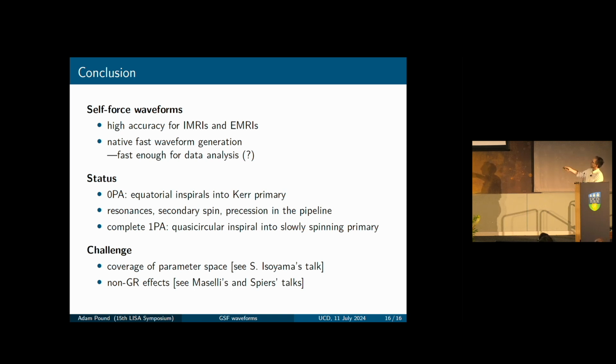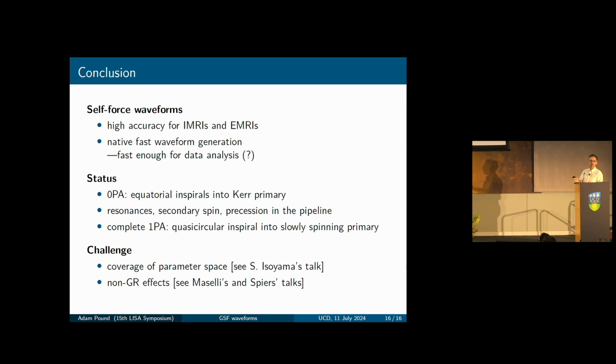As I mentioned, at 0 PA order, so leading order accuracy, we have equatorial in-spirals into a Kerr primary. We have generic in-spirals, but in a weak field approximation. Ongoing work is including resonances, secondary spin, and fully relativistic inclination precession. And the ultimate goal is to get complete 1 PA waveforms over the full parameter space. What we currently have is quasi-circular in-spirals into slowly spinning primaries with generic spin on the secondary.